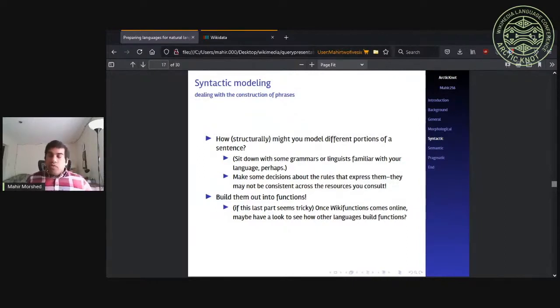Because if you utter a sentence, there's going to be some structure around it, and you need to be able to model that structure to reproduce it in the Abstract Wikipedia. It might come down to sitting down with some grammars or linguists familiar with your language. I have done this a fair amount in both of those cases with respect to doing this for Bengali. And as a language community, we made some decisions about the rules that might be used to express them. And of course, they may not be consistent across the resources that you consult, so there are some trade-offs that you need to make and be clear about how to deal with once you decide to build them out into functions.